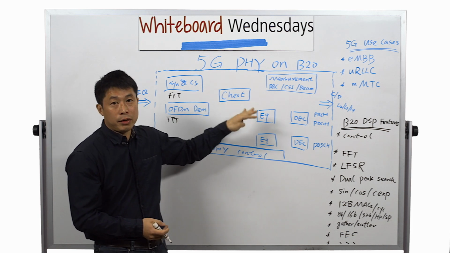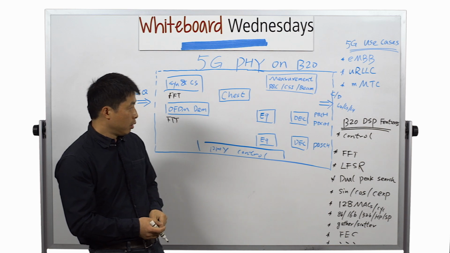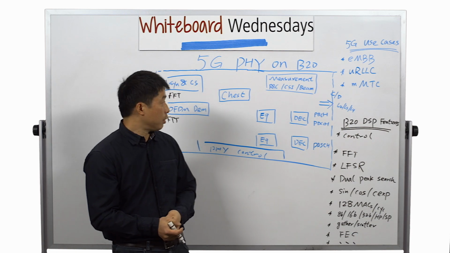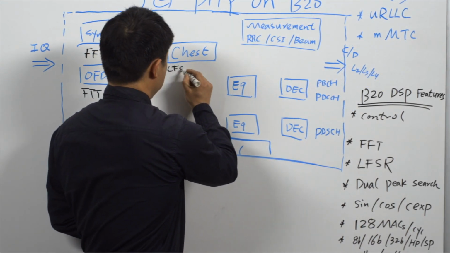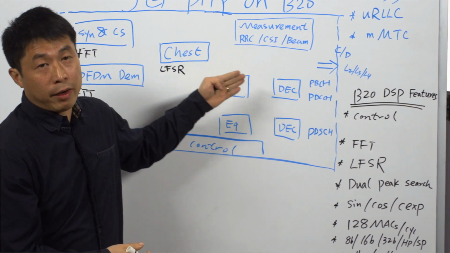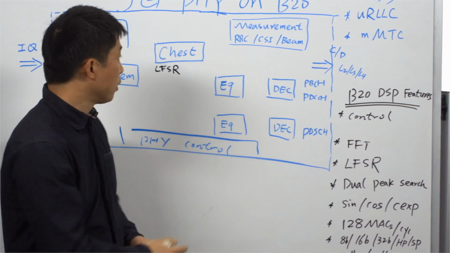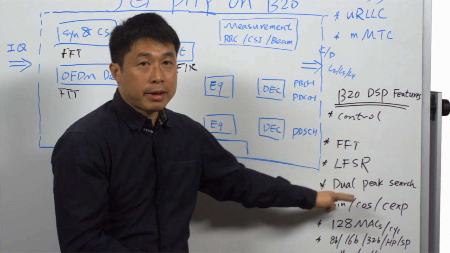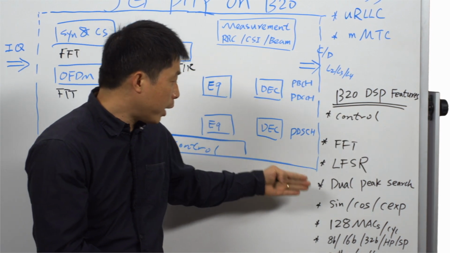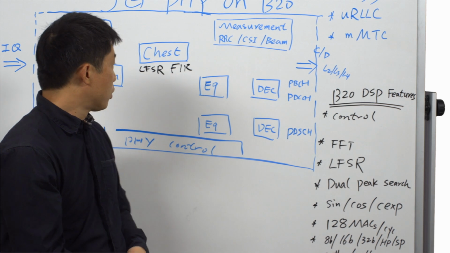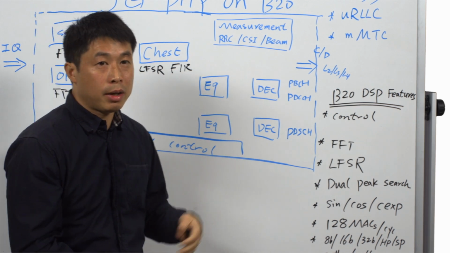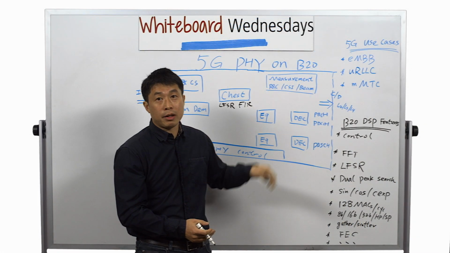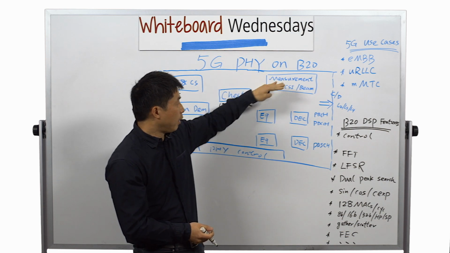When you estimate the channel, you need the reference signal locally. So B20 has the LFSR instruction to generate the reference signal efficiently. The key is the FIR for noise filtering and interpolation. There are a lot of MACs on B20. It can do 128 MACs per cycle. So your noise filtering and interpolation algorithm can really benefit from the MACs on the machine. There are two purposes of channel estimation: one is measurement, the other is demodulation.